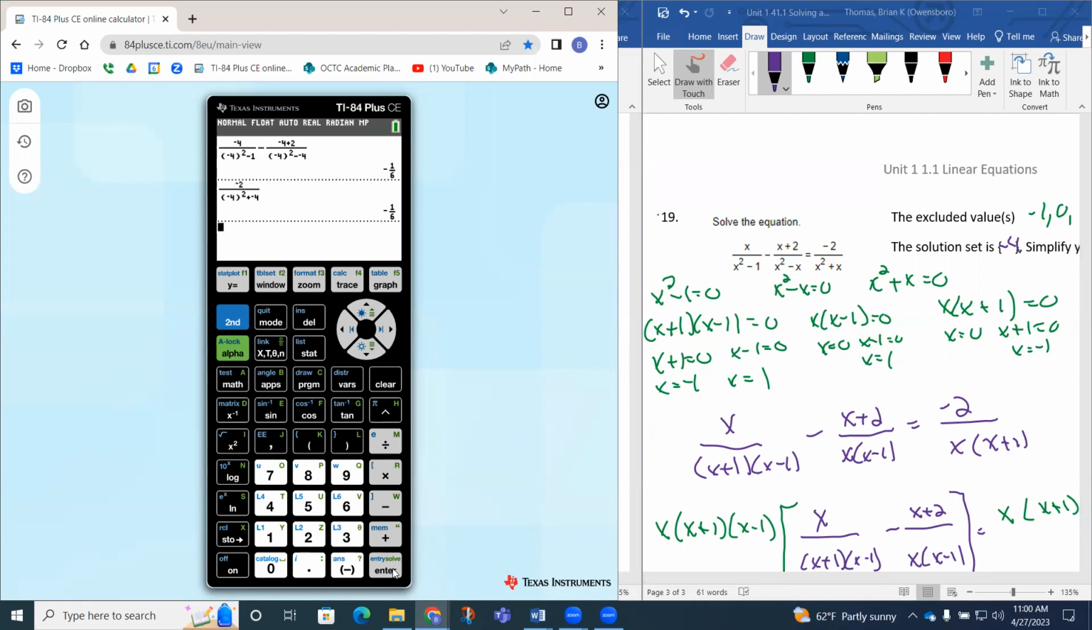So hopefully you're practicing some of your calculator skills as well. What I did, it would be a good idea to make sure you can do that as well. Because the more you get familiar with this calculator, the easier it's going to be further down the road. So that concludes question 19.